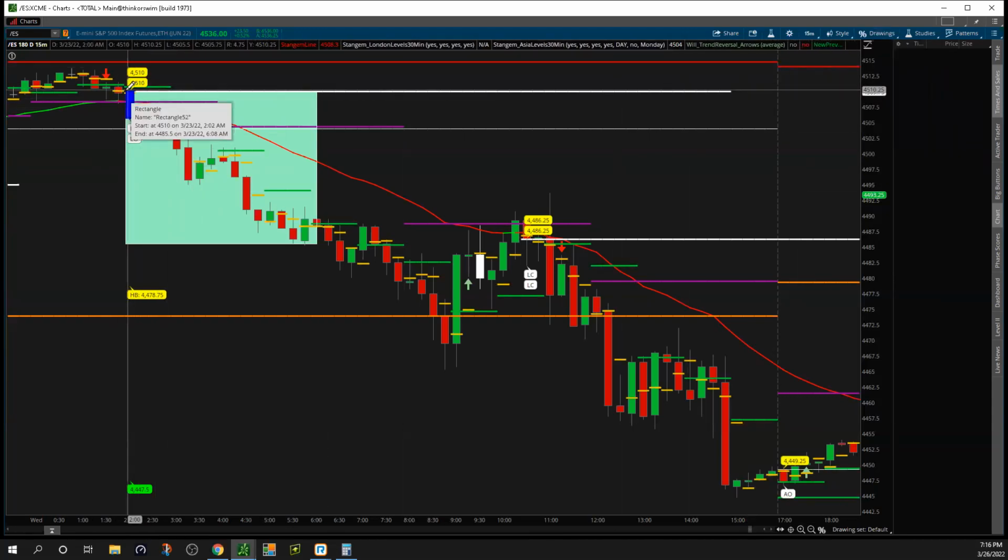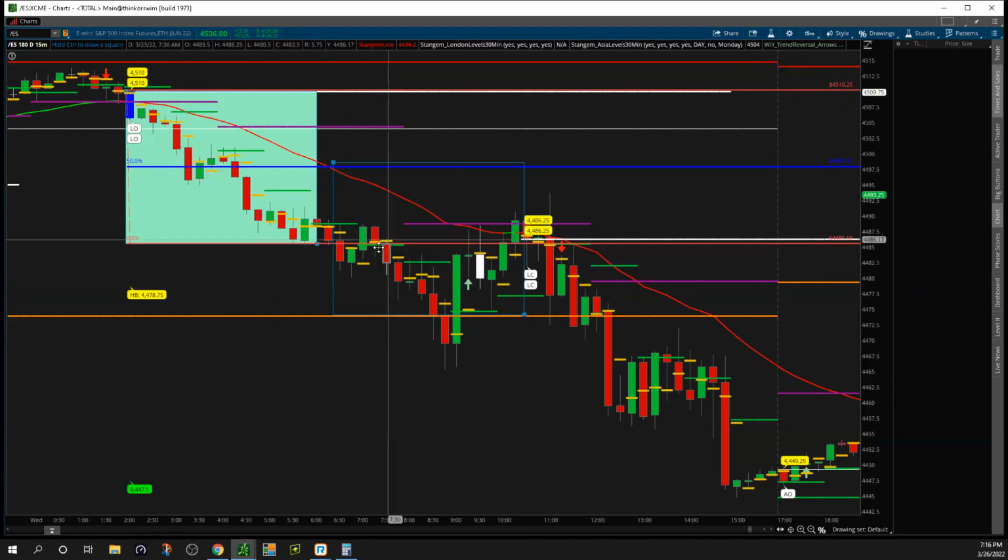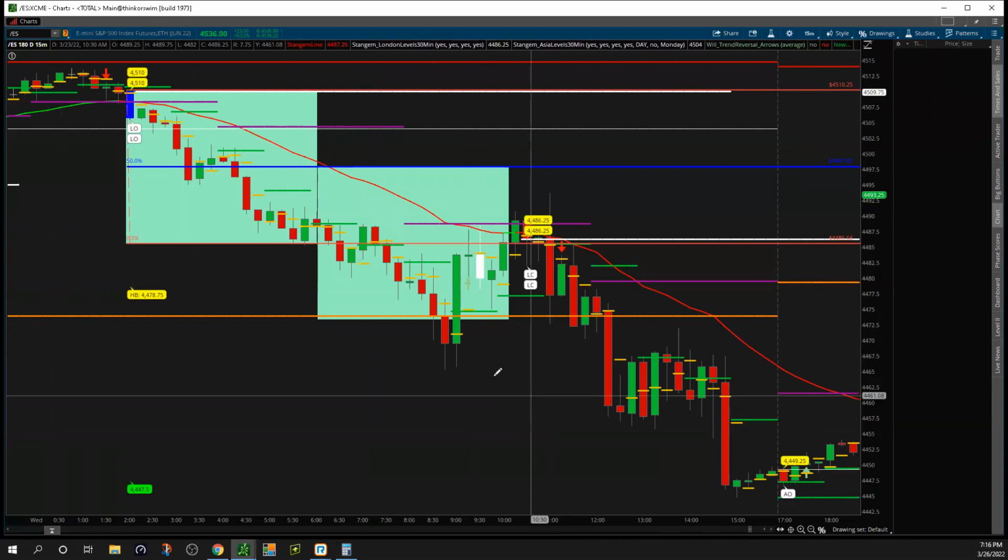Draw fibs. Duplicate the block. Stangem line says red, so I'm putting the block underneath. Halfback. Target hit.